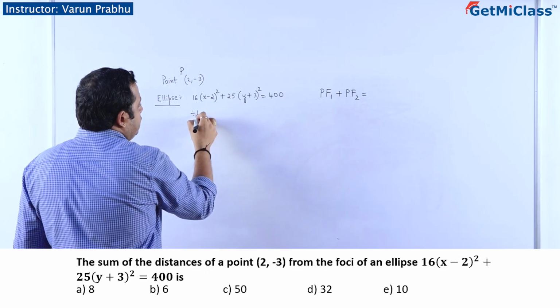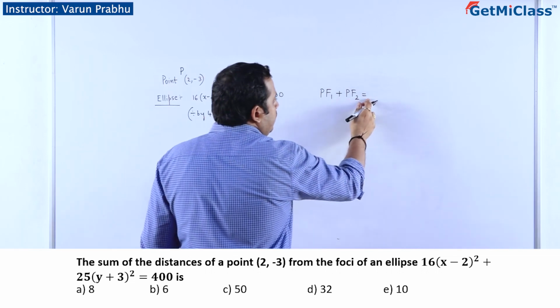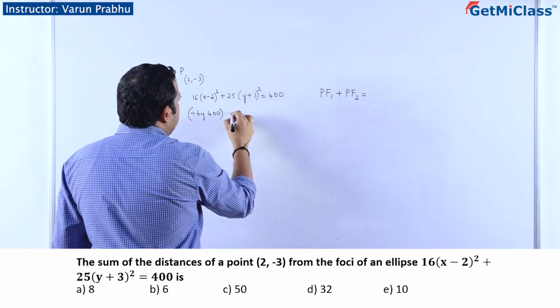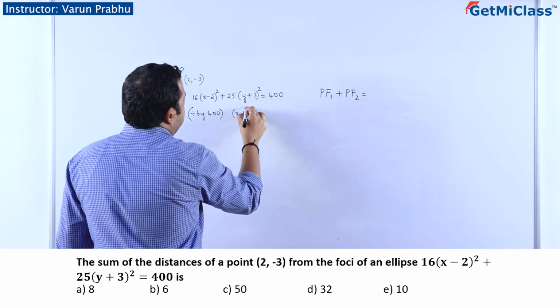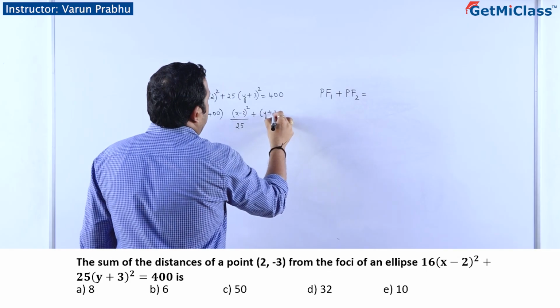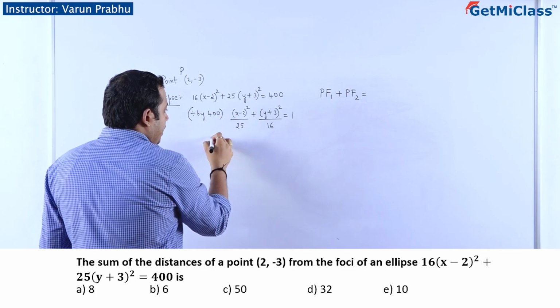So what we do, we first divide by 400, directly. You cannot write this as equal to 2a because the center is not at the origin now. So I can say (x minus 2) the whole square divided by 25, plus (y plus 3) the whole square divided by 16, that is equal to 1, correct?